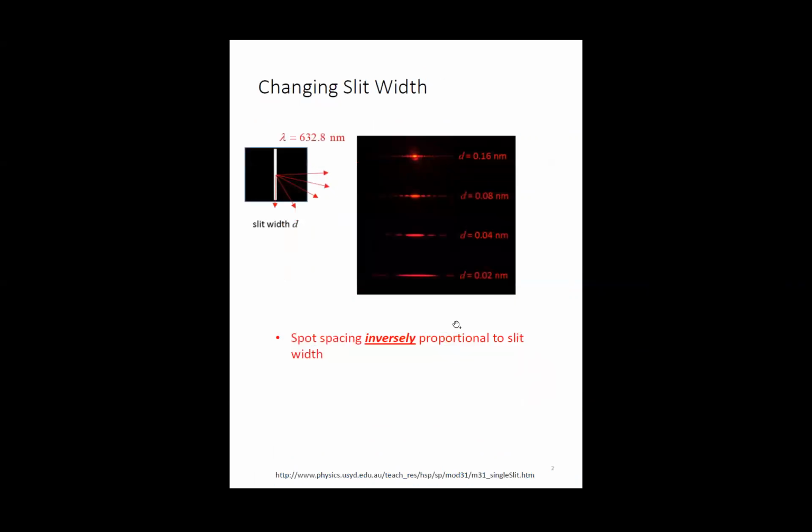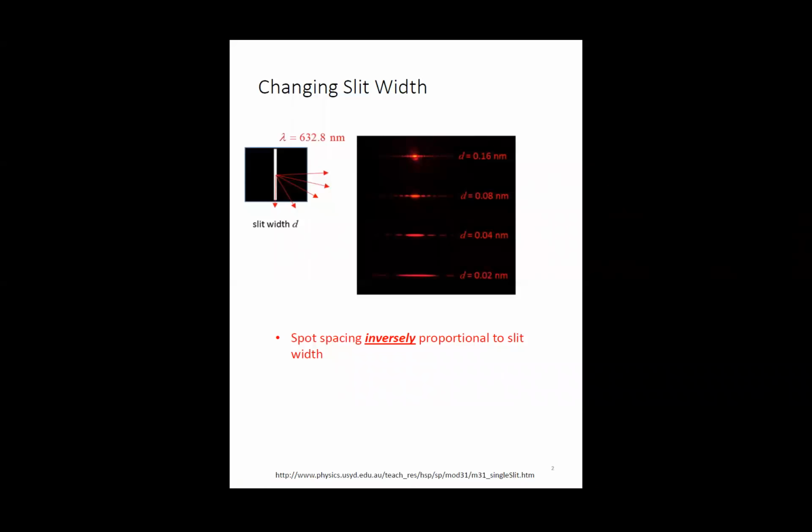But on the other hand, if you have a really wide aperture, and I'm pretty sure this should be in millimeters, not nanometers, this is from someone else. If you have a really wide opening, you get very narrow spots. If you have a very narrow opening, you get wide spots. And there's a trend. As the opening gets narrower, the spots get wider and farther apart. And so those are the phenomena that we want to understand today.